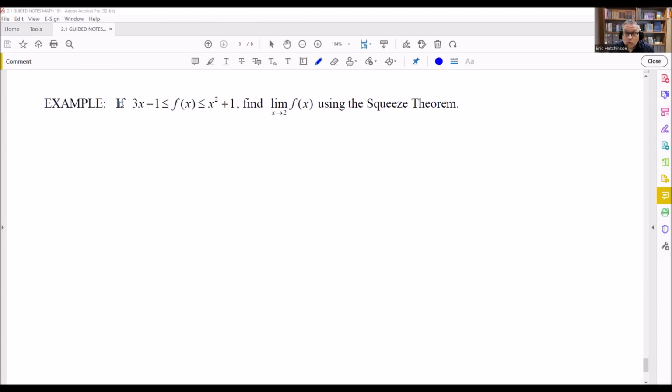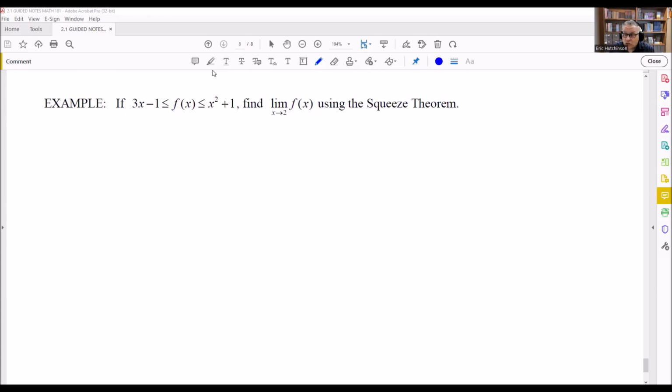In this problem, we're given a statement that is true. So 3x minus 1 is less than or equal to f of x, less than or equal to x squared plus 1. So we're given that this is true, and they want us to find the limit as x approaches 2 of f of x.